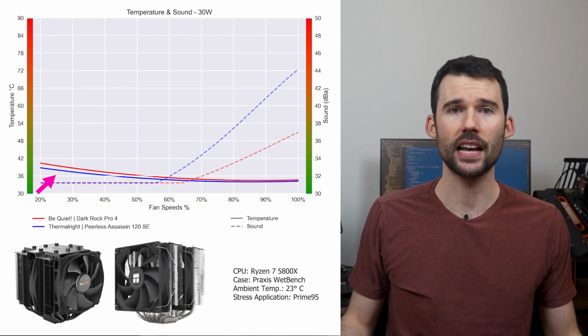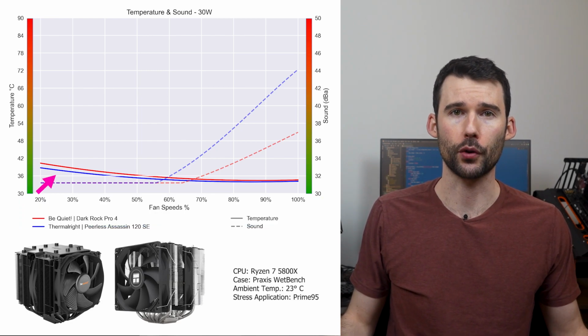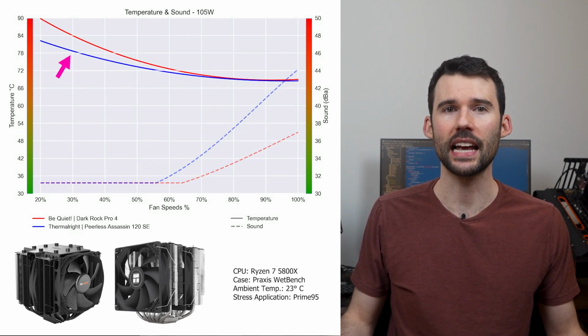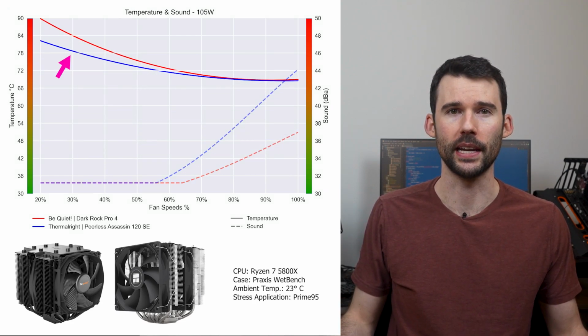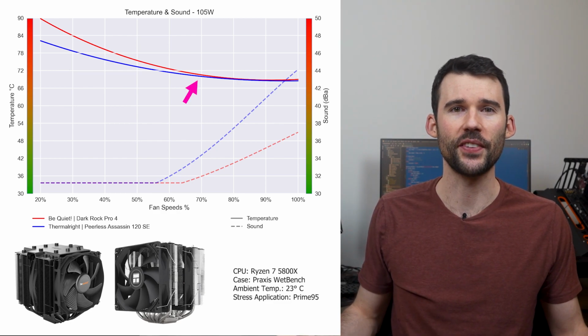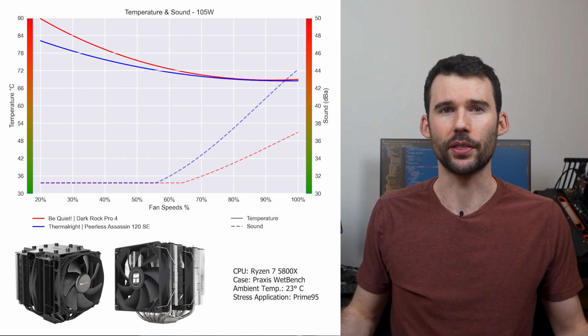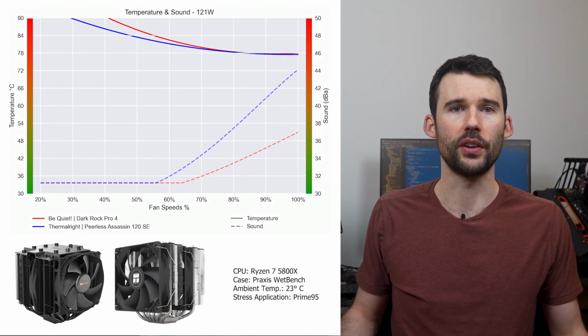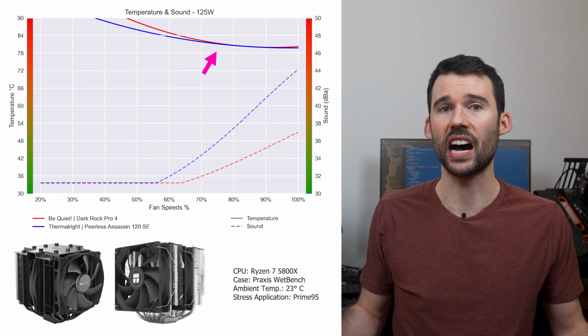At idle, the Peerless Assassin in blue has slightly better performance than the Dark Rock Pro 4 in red. As we turn up the heat to 105 watts, we can see that the Peerless Assassin begins to materially outperform at the lower RPMs, but this difference shrinks to minimal levels as the fans approach 70% fan speed. However, the Peerless Assassin is noticeably louder after 70% fan speed. As we turn up the heat to 125 watts, we continue to see minimal differences at the higher percent speeds.